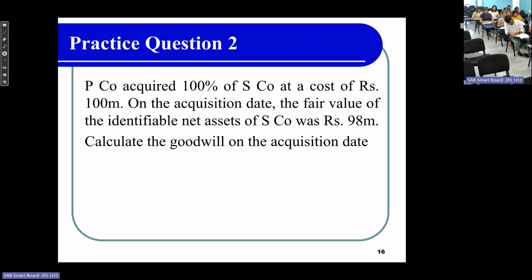P company acquired 100% of S company at a cost of 100 million. What is the investment? What is the investment made by Sarat?